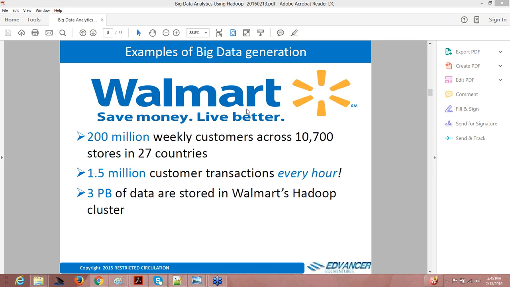Here is another example. This is Walmart. Walmart is one of the biggest retail chains in the United States. They have their presence in the rest of the world too. And they also have millions of customers. You can see 200 million weekly customers across 10,000 stores in 27 countries. So what does this mean to us? This means a lot of data is generated. You can see 1.5 million customer transactions every hour, and 3 petabytes of data is stored in Walmart's Hadoop cluster. So here's another example. This is in the retail space.